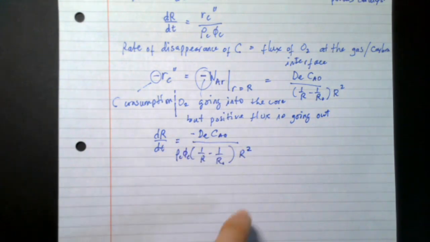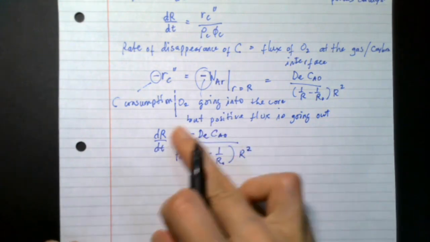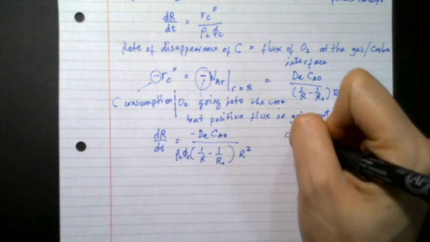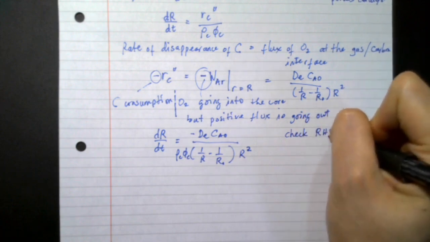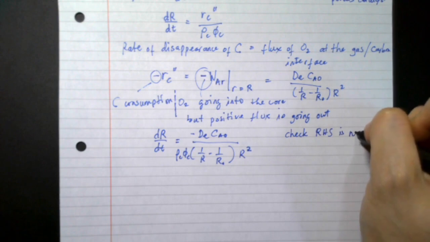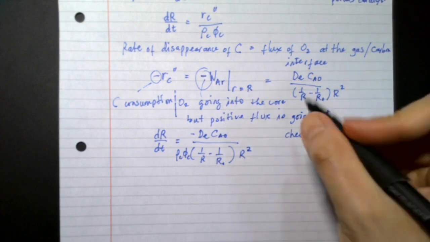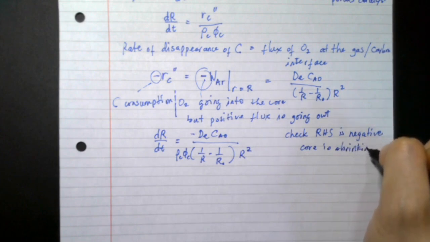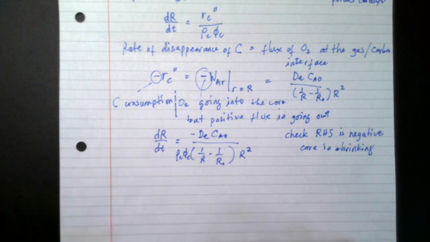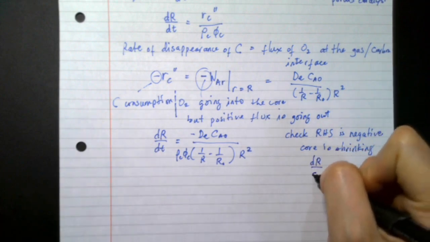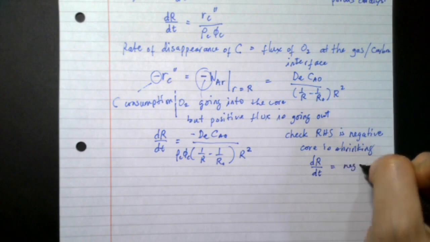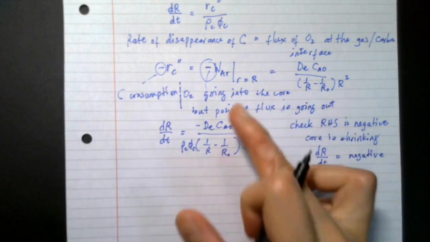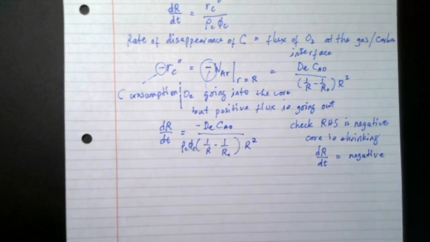So always check that the right-hand side of this equation is negative, because dr/dt is negative because the core is shrinking. So it's easy to get the sign wrong. So always check that the right-hand side is negative.